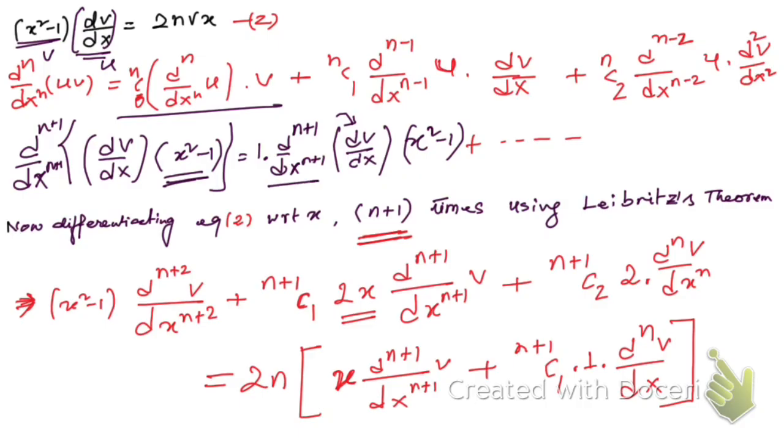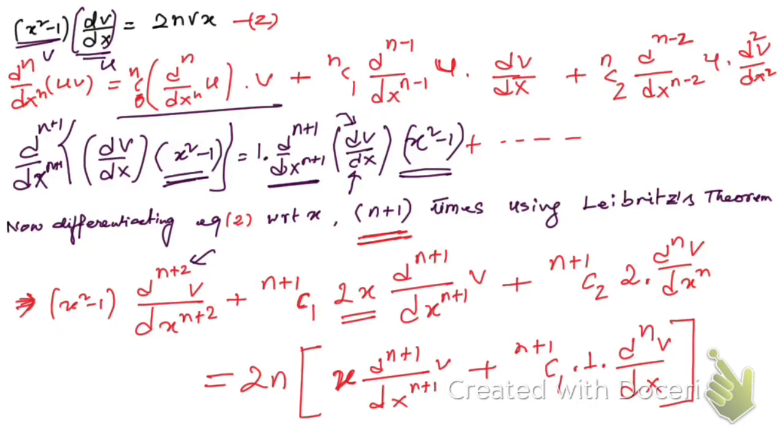Then if we differentiate it again n plus 1 times, then we should get this n plus 2 order derivative. Here the order of the derivative should be n plus 2, as it is already first order derivative, right? So this term is written here, okay. Hope you have understood this.